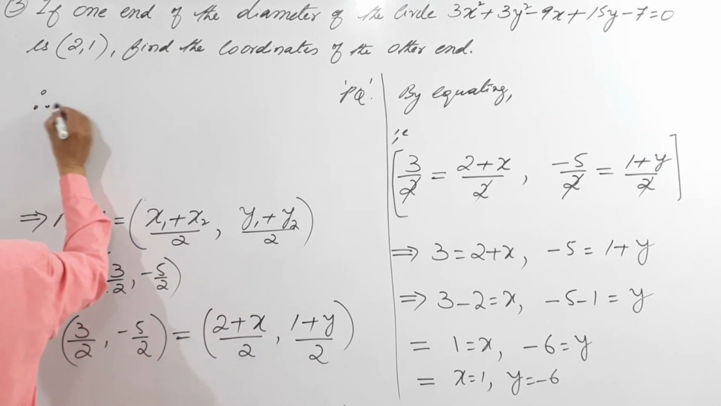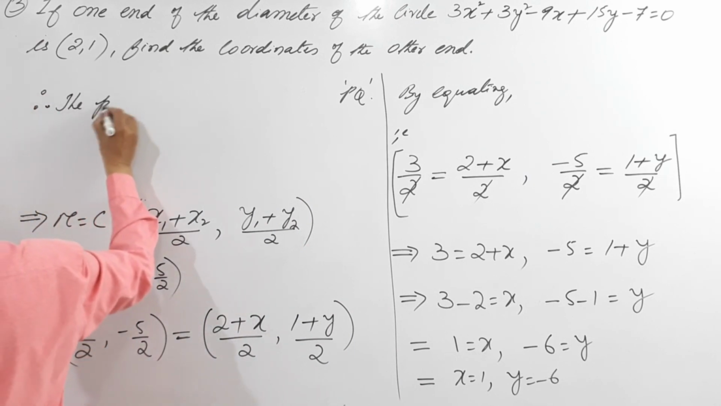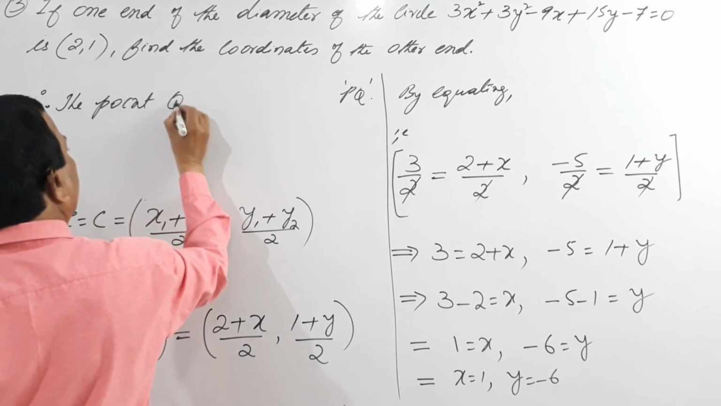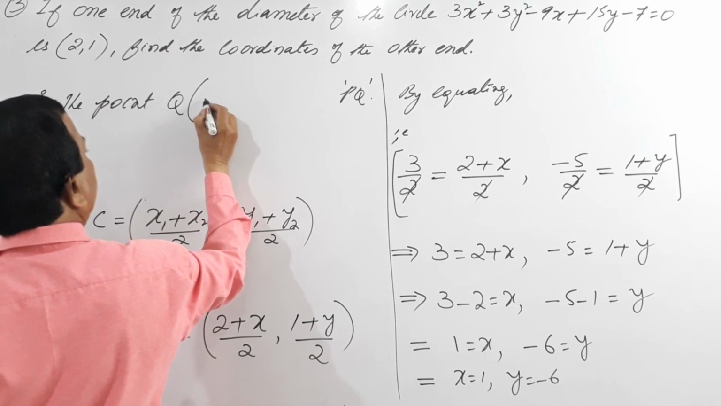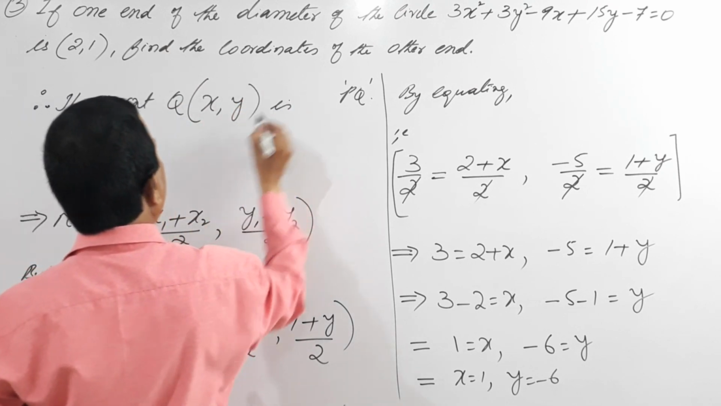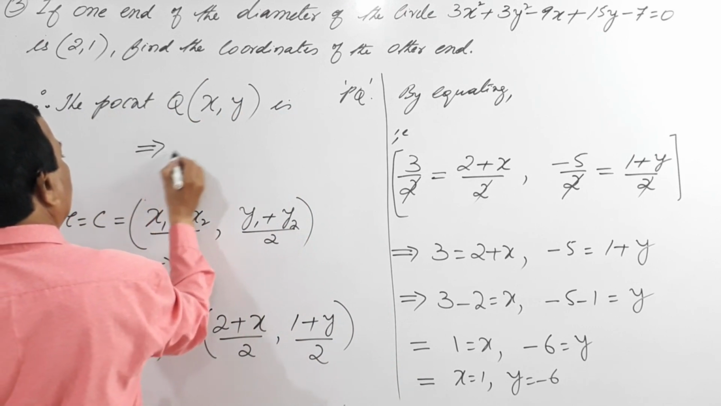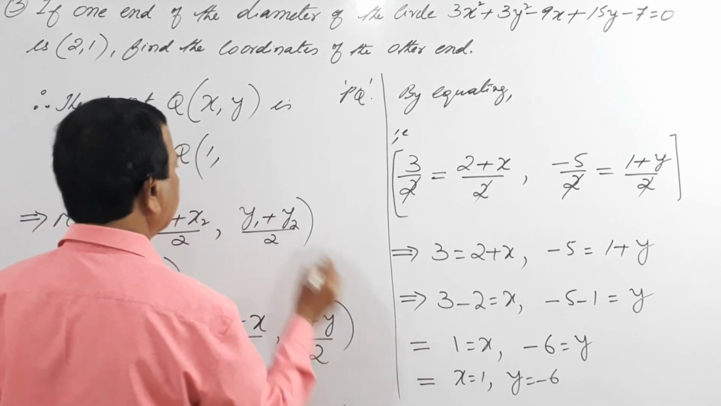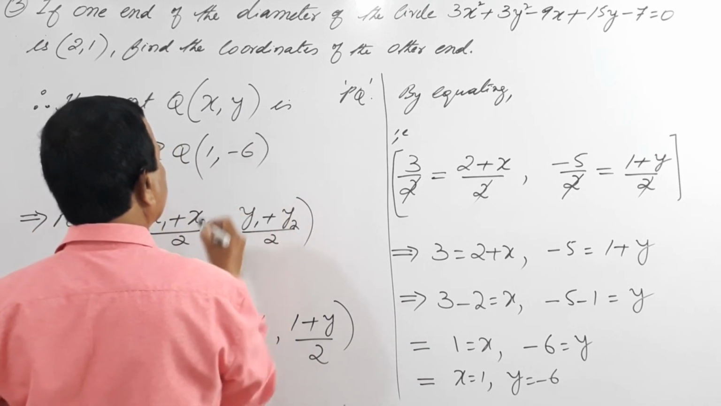Therefore, the point, what is that? Point Q. What is that? X comma y is what? Q. What is x? X is 1, y is minus 6.